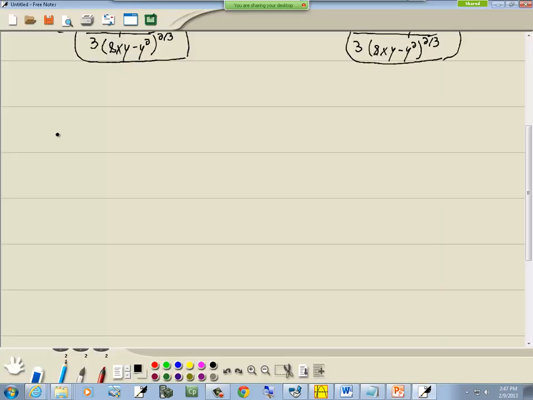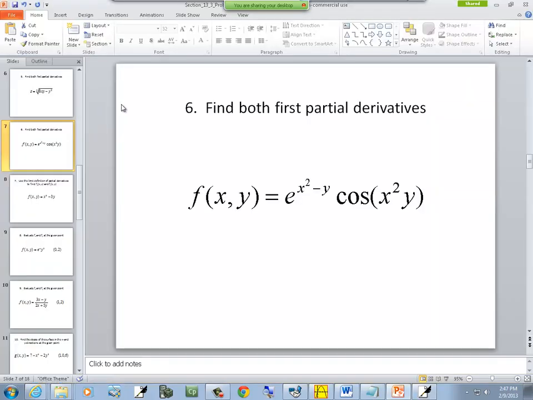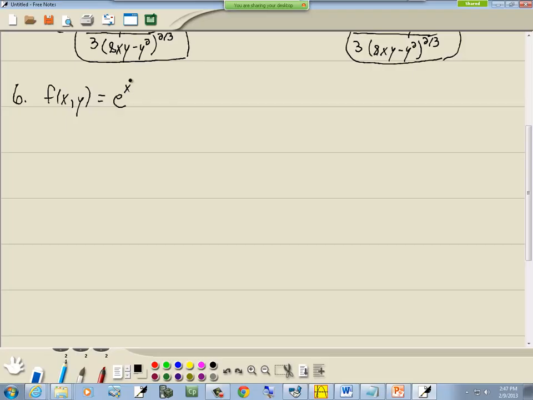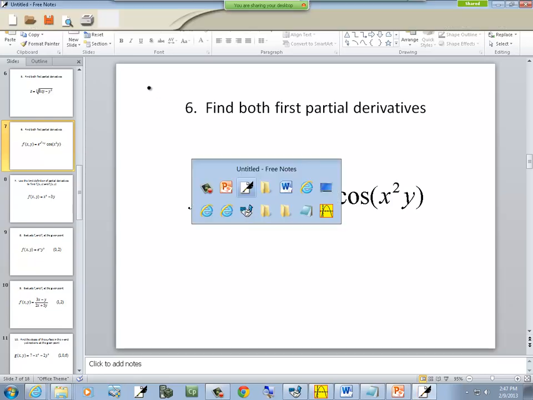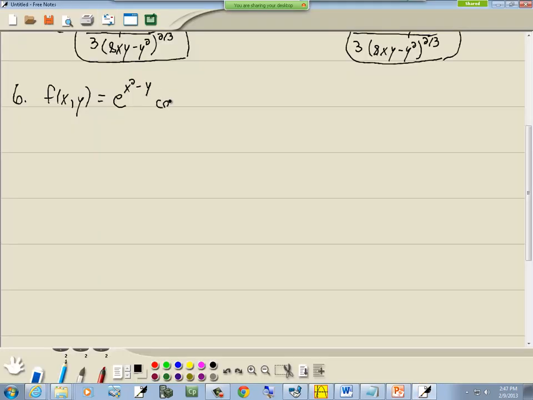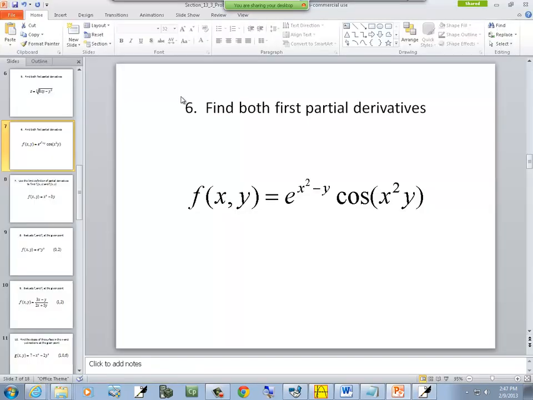Okay, let's take a look at our 6th example. We got f of x y is equal to e to the x squared minus y, cosine of x squared y.